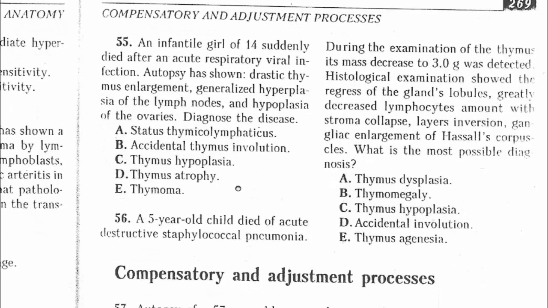An infant child of 14 months suddenly died after acute respiratory viral infection. Autopsy has shown drastic thymus enlargement, generalized hyperplasia of the lymph nodes and hypoplasia of the ovaries. Diagnose the disease. Now, thymus hyperplasia, that's leading to the enlargement, means thymolymphatic state. Hence, our answer is A. So it means that this patient is in that state of thymus enlargement, or thymicolymphatic state, whatever. All right.